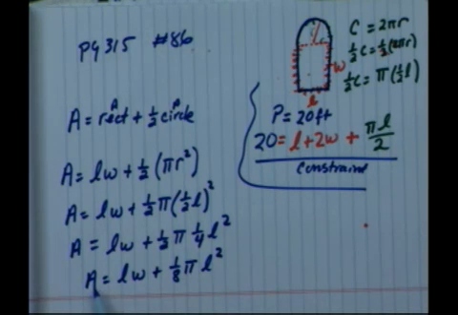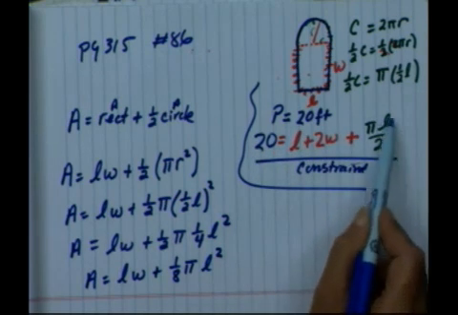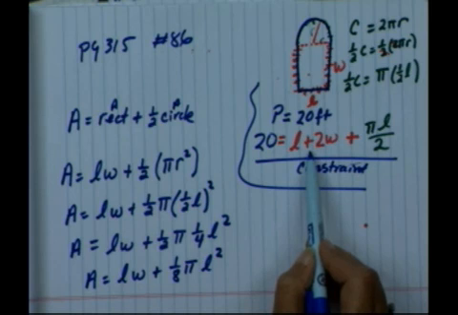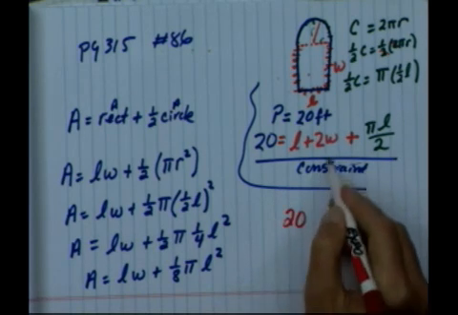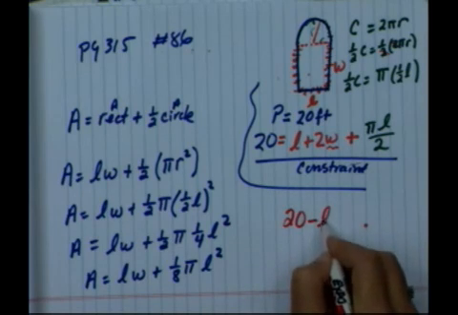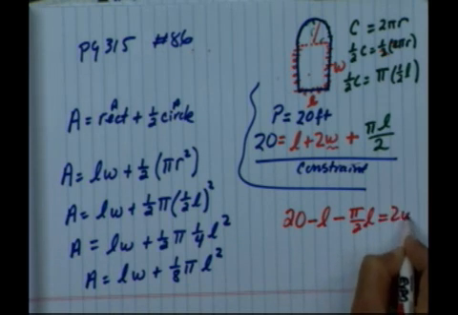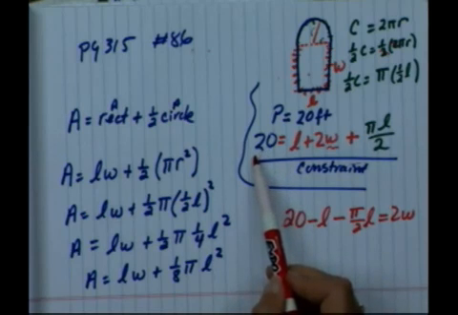All right, now my area is in terms of two variables here. So we want to see which one is going to be the easiest to solve for, also looking at our equation. What should I solve for, the L or the W? I believe I would solve for the W, so I could put it right here. So we have 20 minus L minus pi over 2 L equals 2W. I've subtracted the L from both sides, and I subtracted the pi L over 2 from both sides.